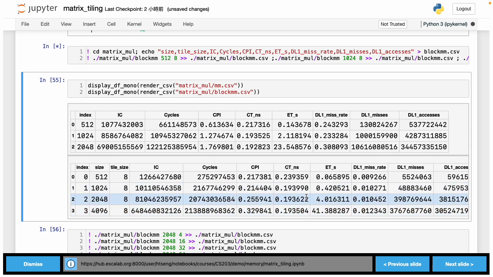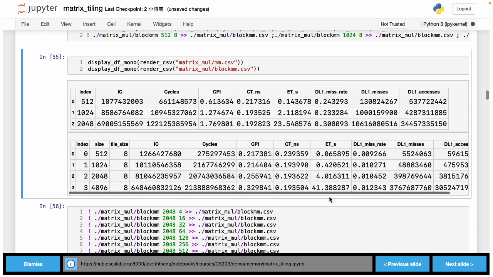And what does that help our runtime? Previously, it was 23, but right now it's only 4. 6 times speed up. Did you see that? Okay. So now, you wonder, okay, here I'm using 8. Is 8 the best choice?